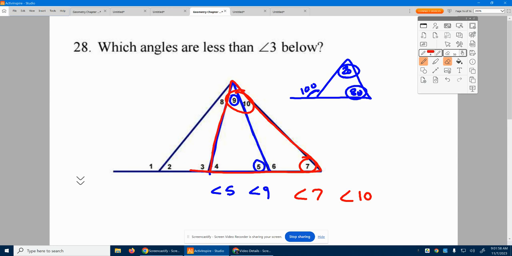So those are the only four we know that angle 3 is larger than. Those angles, these guys are less than angle 3, or angle 3 is larger than those guys. However you want to word it is fine.